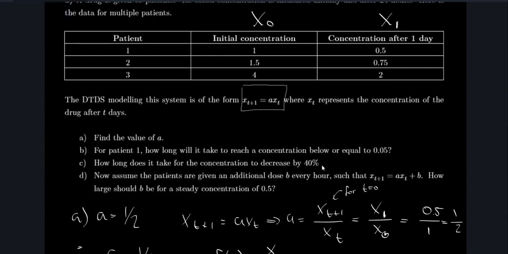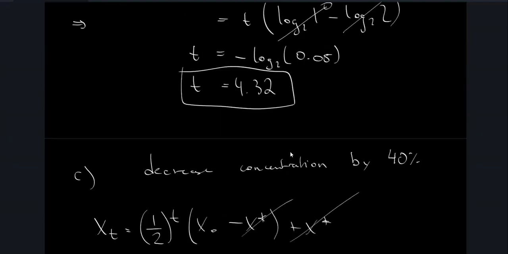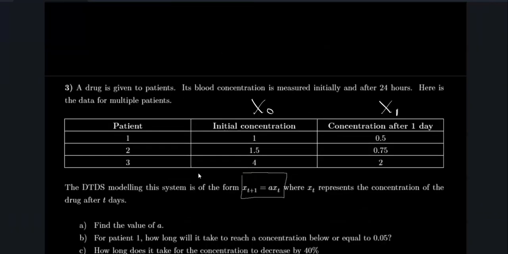But we're only trying to reduce it by 40%, which means that it should take less time than a day. Because if we had more time than a day, that means we would have more than half that was gone. All right, so that's this part.